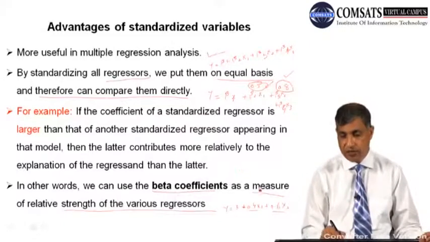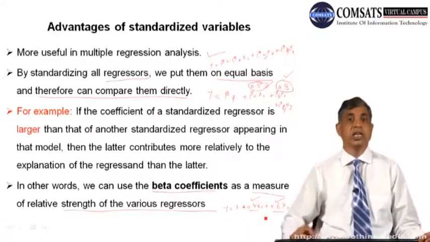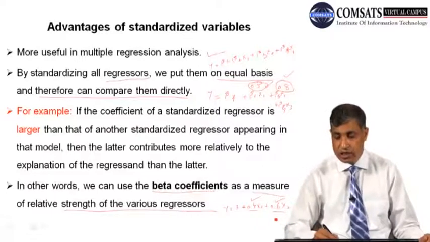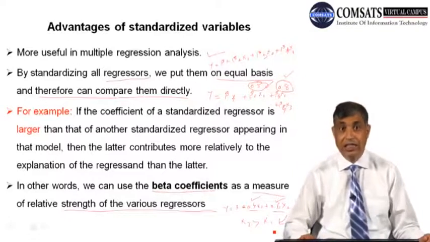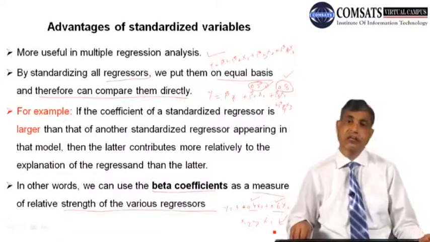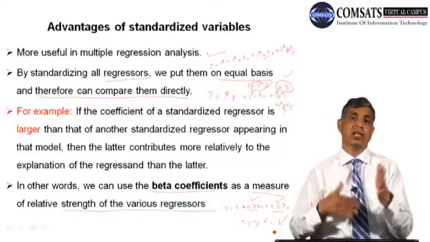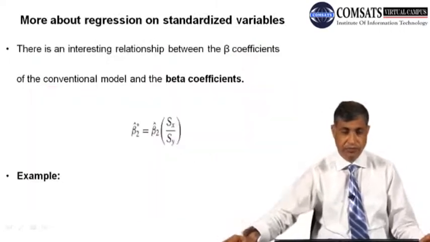So look at this. Suppose now these are in the standardized form. This is the situation, and this is 0.6. Now you can see immediately that the effect of x2 is greater than the effect of x1, because the magnitude of the coefficient of the standardized variable is greater. So this is very easy, and when you have variables on different scales, you should standardize and run the regression.